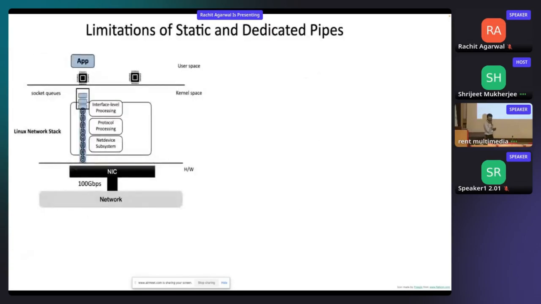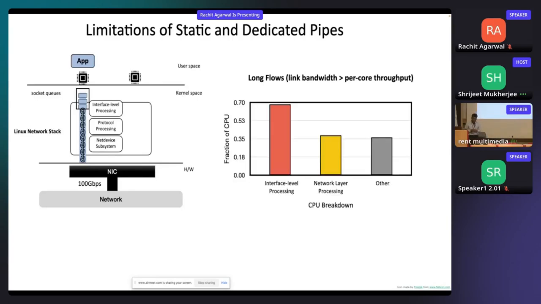So in this experiment, I'm going to have two servers connected with each other, and I'm going to send a long flow with large packets from one end to the other. I'm going to set up this machine such that my link bandwidth, 100 gigabits, is greater than per core throughput. So my per core throughput is less than 100 gigabits in this experiment. Once we run this experiment, we are going to measure where the CPU is spending its time. And I'm going to divide it into three high-level primitives: interface level processing, network layer processing, and some others.